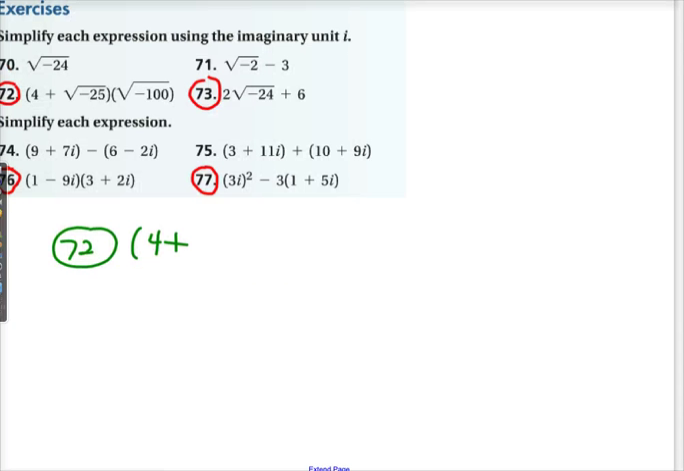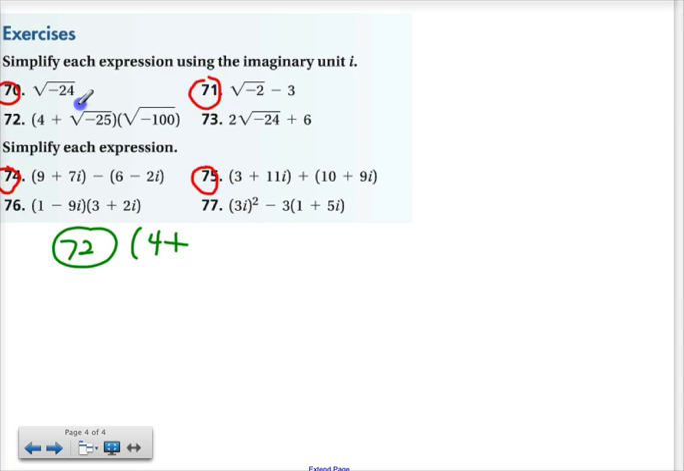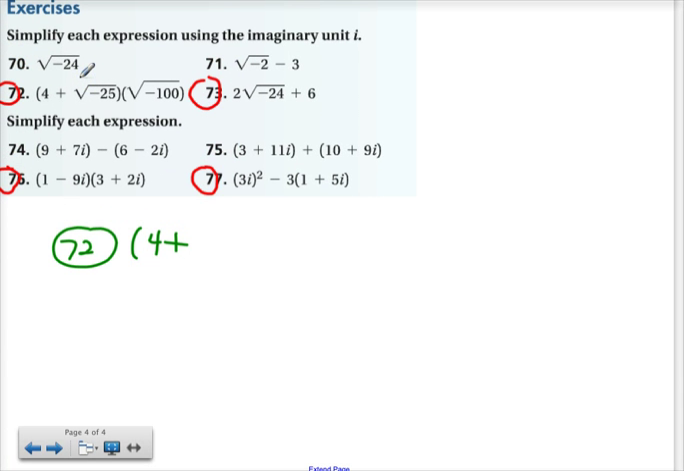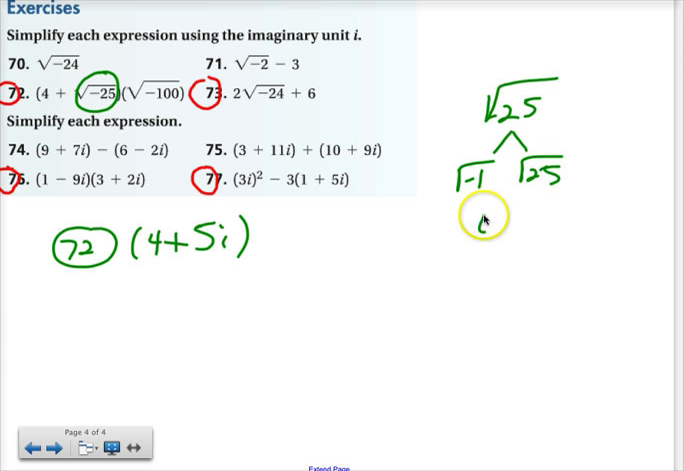All right, number 72. I had to stop there, a little interruption. We have 4 plus the square root of negative 25. And you can see right away that is not simplified. The square root of negative 25 will be 5i. And that's because the square root of negative 25 would be the square root of negative 1 times the square root of 25, which would be i, and then a 5. But again, we always put it behind it, so it will be 5i.